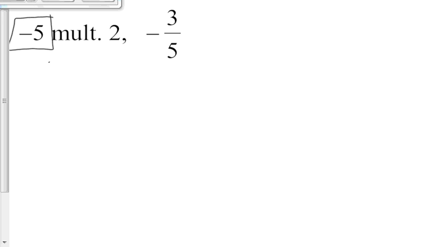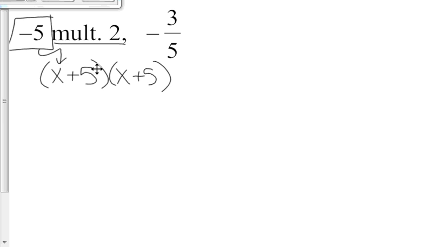And so if we start with this, we know that one of our zeros is -5. So what that means is if -5 is a zero, it has to have come from the factor x plus 5, because -5 plus 5 would equal 0. So this is the factor that relates to the -5. Now, if we have a multiplicity of 2, that means that we had 2 of these factors, which could also be written as one of the factors squared.